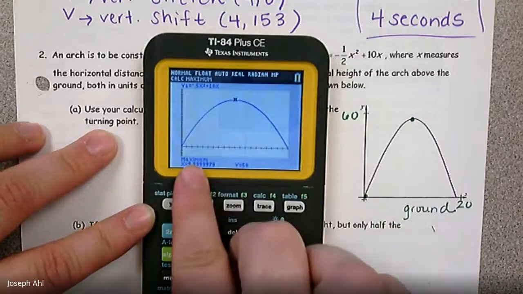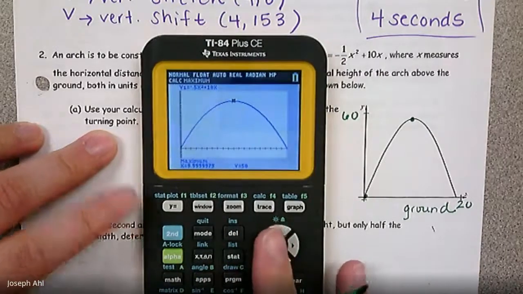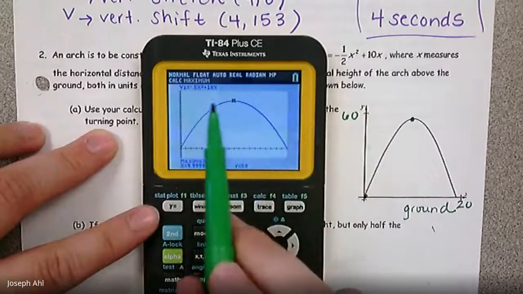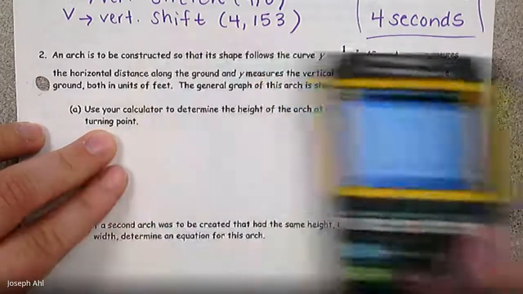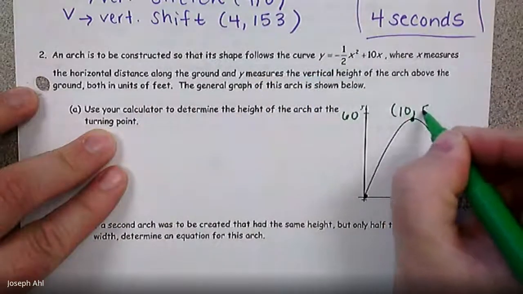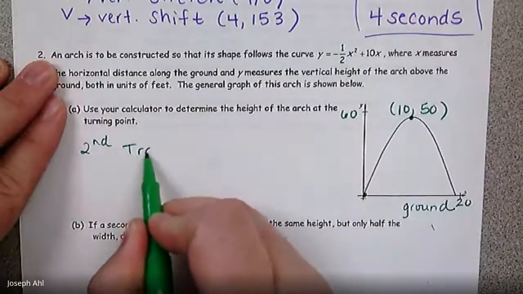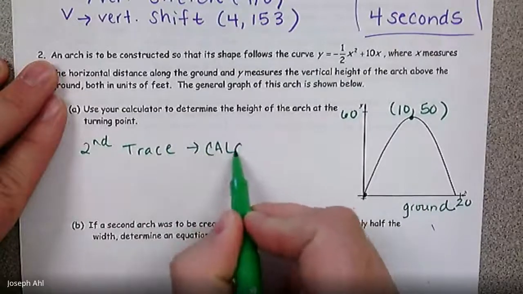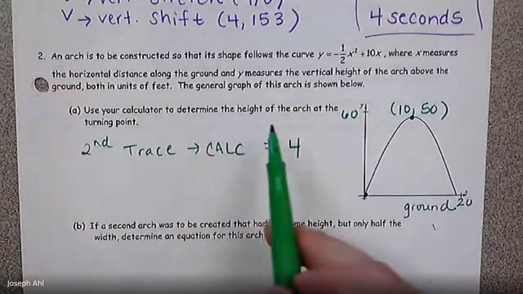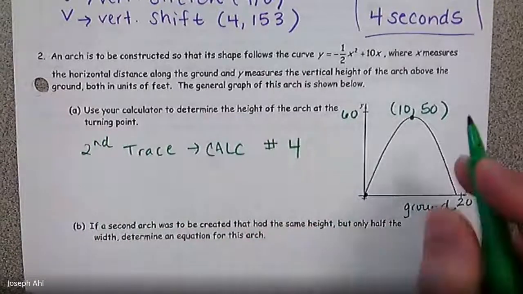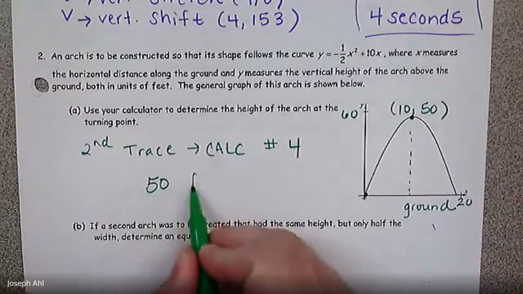So if you got something like I did here, which says 9.9999999, hopefully you're going to assume that that is at x equals 10, just based on the way the window is set and how far left and right we go. Sometimes we get slightly different values there. But this is occurring at (10, 50). And again, the way we got that is second trace, calculate, and then number 4 was the max. So the question says, use your calculator to determine the height of the arch at the turning point. The height of the arch at that turning point is 50 feet.